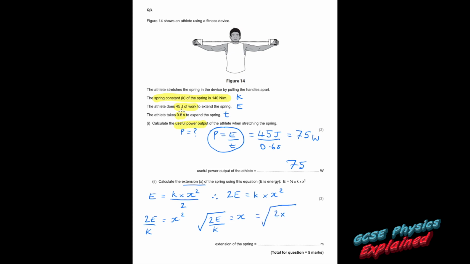Now just pop the numbers in. So the energy was 45. This is part 2, so obviously we still use the numbers from part 1 as well. And the K value was 140. I always pop the units in as well. So do 2 times 45 first, then divide it by 140, press equals, and then square root it. And that comes out as 0.80. I'm just leaving it as 0.8, because the greatest number of decimal places was 1 decimal place.